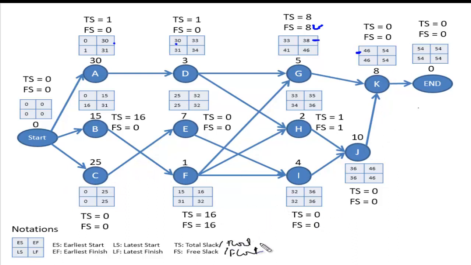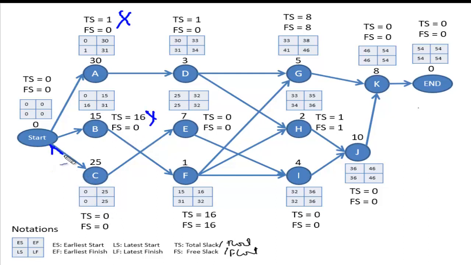So we calculated the total slack, or total float I should say, and also the free slack or free float. Now the next step is to find the critical path. How I find the critical path is I look at the nodes which have total slack or total float as 0. I'm starting here, I go here, total slack is 1, so I cannot go here. Here total slack is 16, I cannot go here.